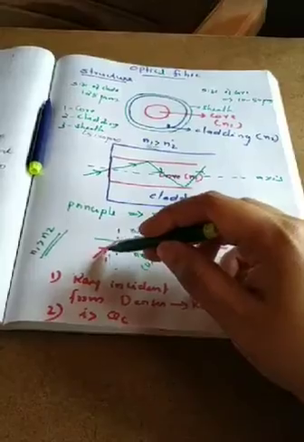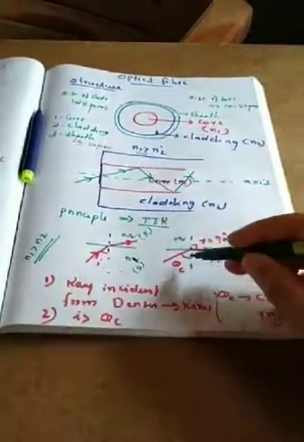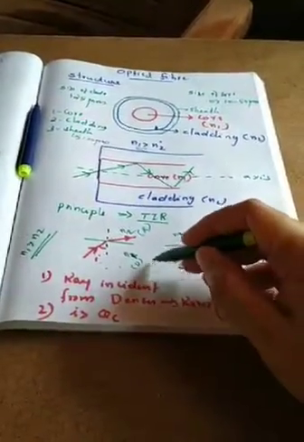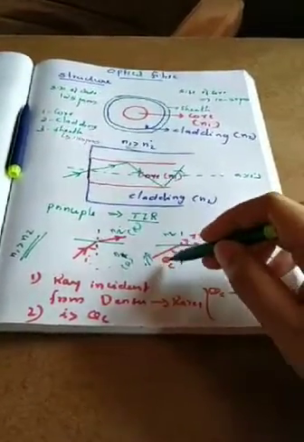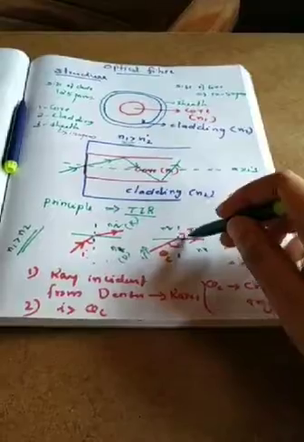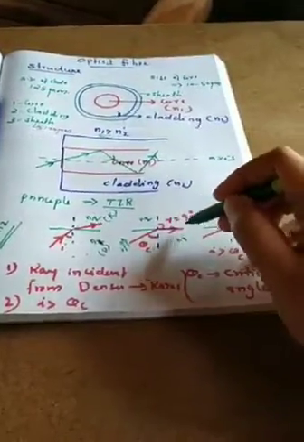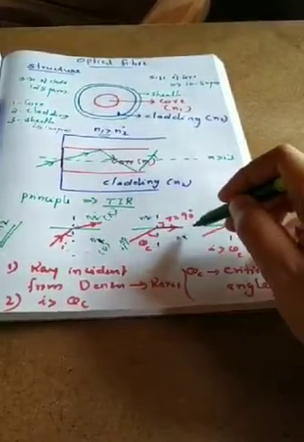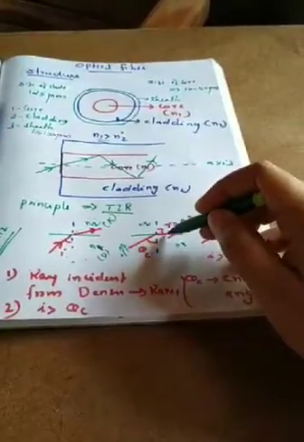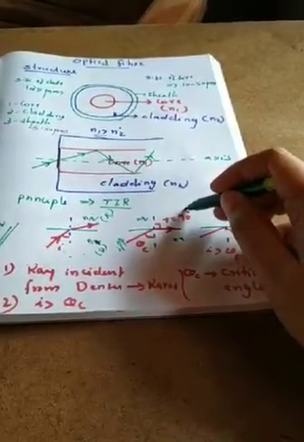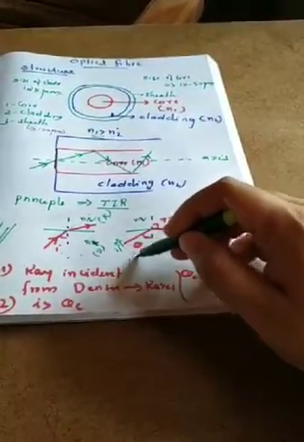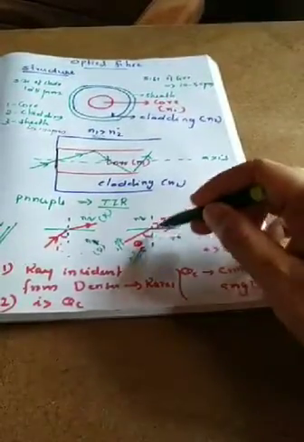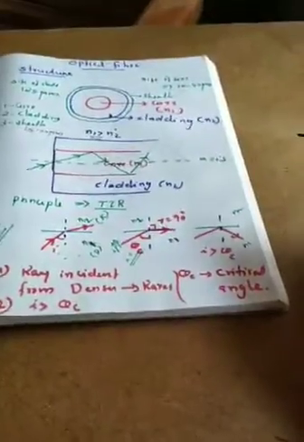When we increase i, in the second case, what happens? At a particular angle of incidence, the refracted ray travels along the surface separating the two media, like this. Therefore, in this case, the angle of refraction is equal to 90 degrees. This particular angle of incidence is called the critical angle.